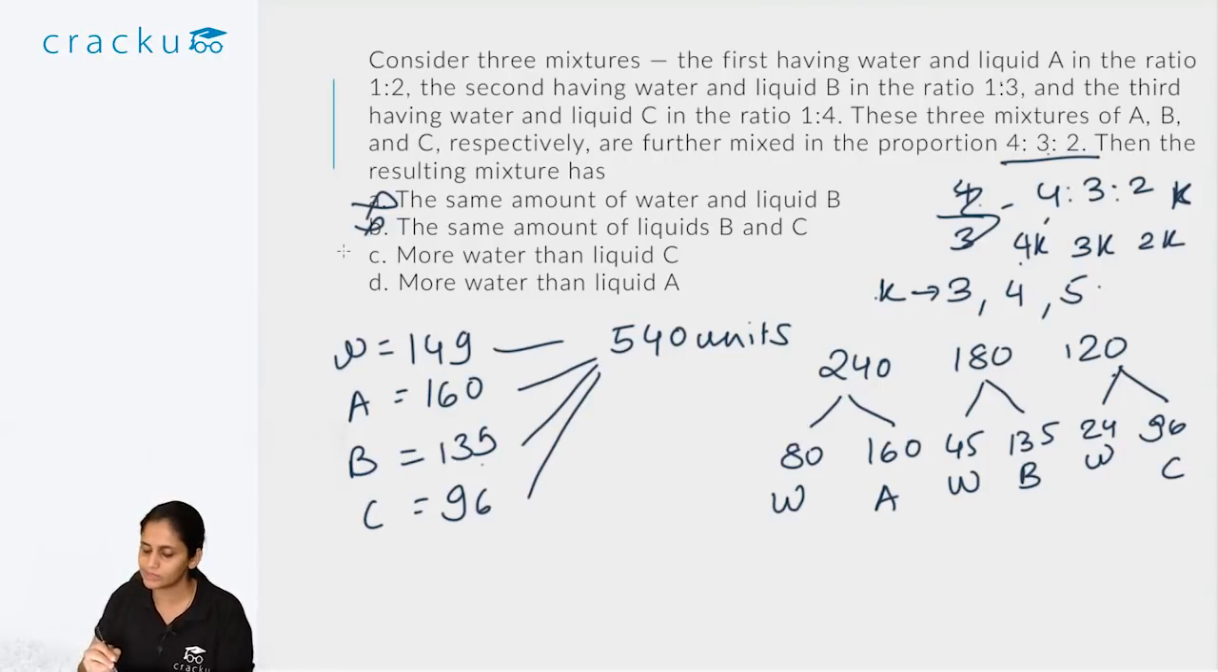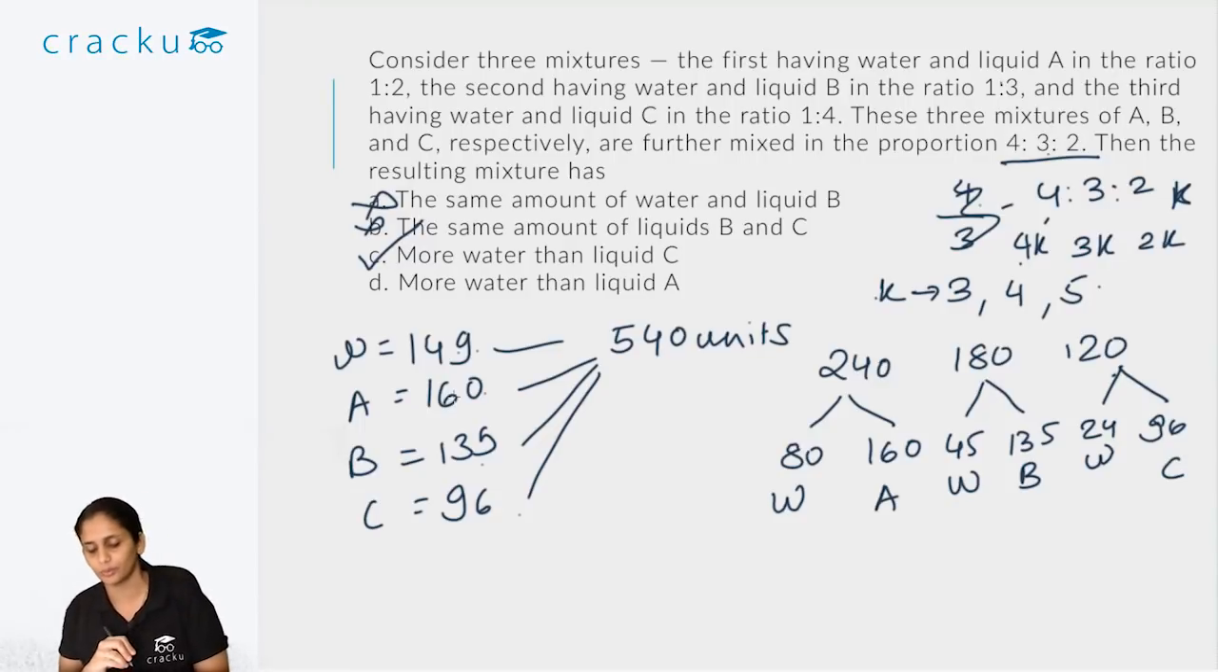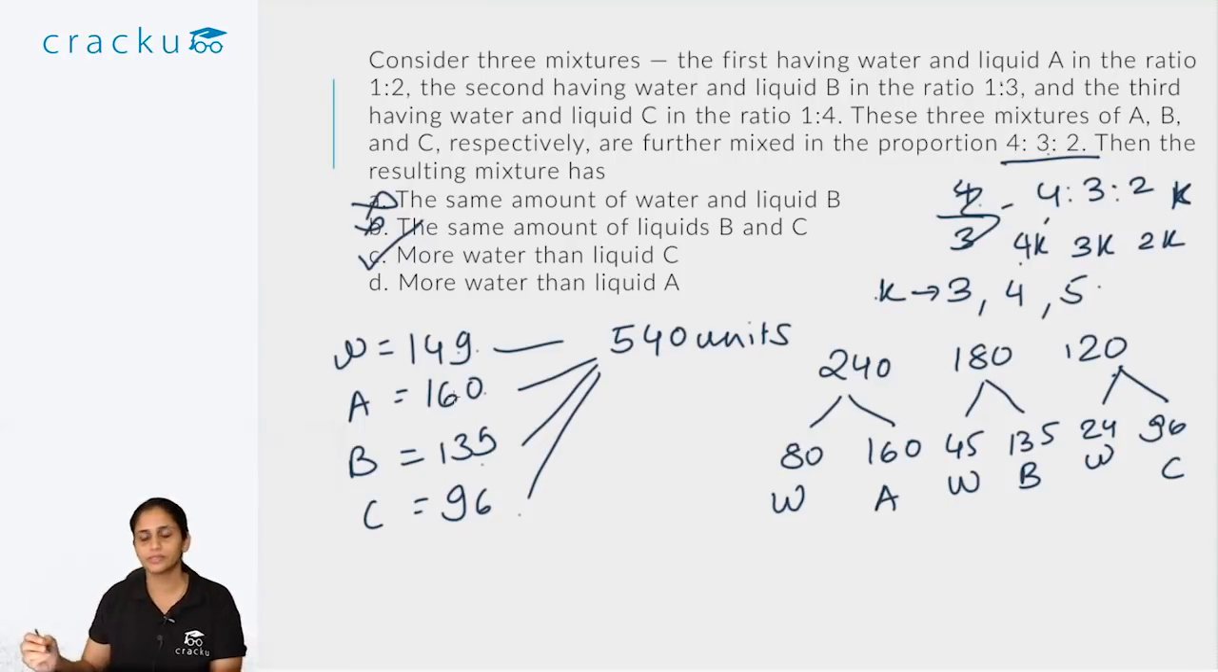More water than liquid C. So yeah, this is 149, this is 96. So this is true. More water than liquid A. No, this is 149, this is 160. So the last option is also not true. Therefore, the right option is option C.